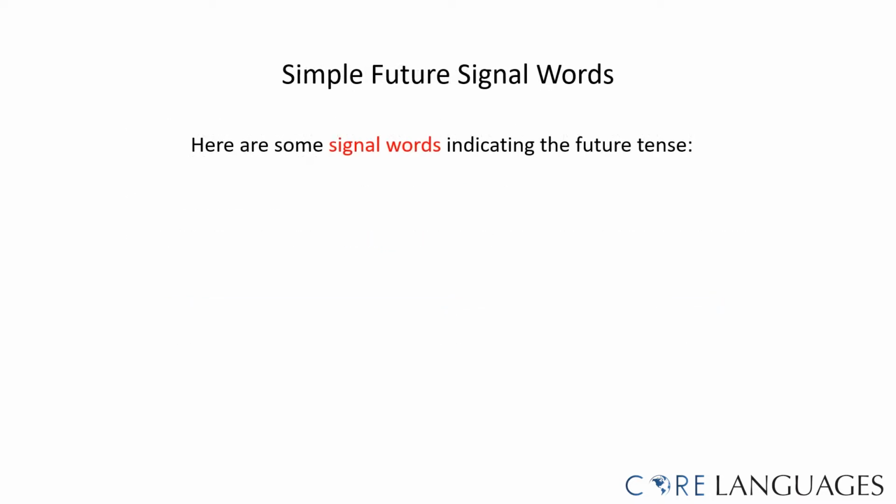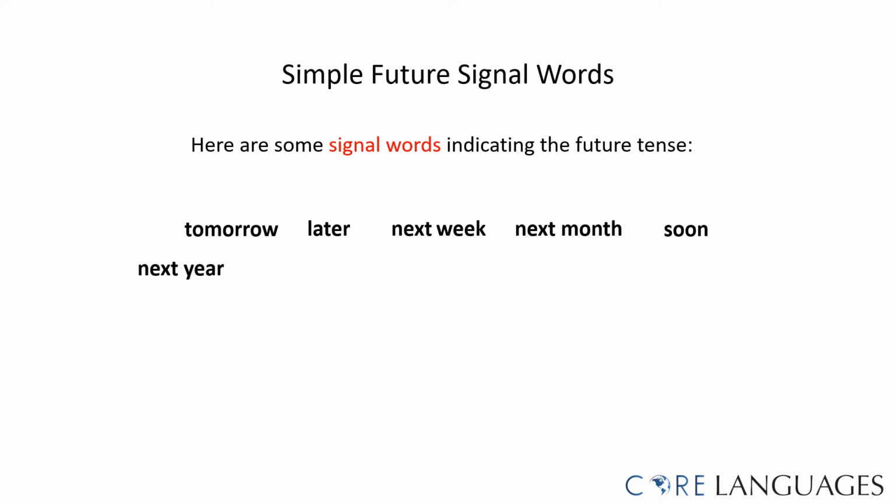An easy way to identify when to use the simple future tense is by recognizing signal words. There are many signal words that indicate the future tense. Here are a few examples. Tomorrow, later, next week, next month, soon, next year, in a few days, in a little bit, in a while, then.